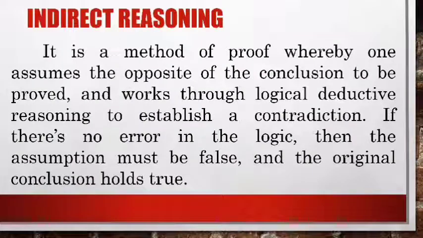Lastly, we have indirect reasoning. It is a method of proof whereby one assumes the opposite of the conclusion to be proved and works through logical deductive reasoning to establish a contradiction. If there's no error in the logic, then the assumption must be false and the original conclusion holds true.